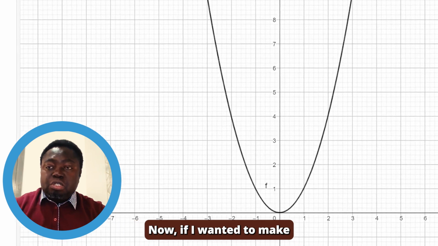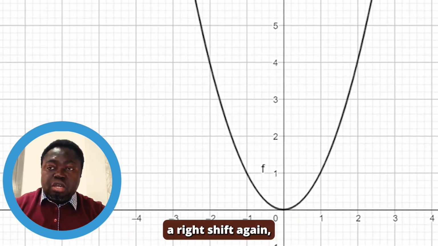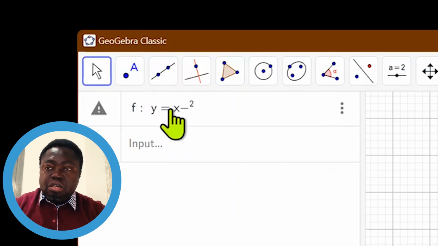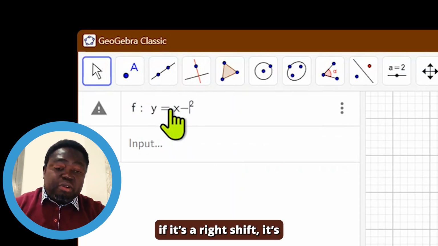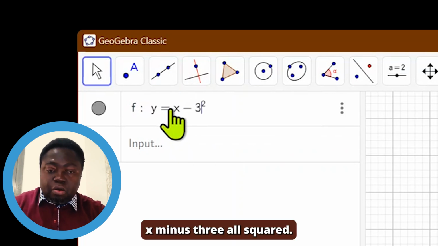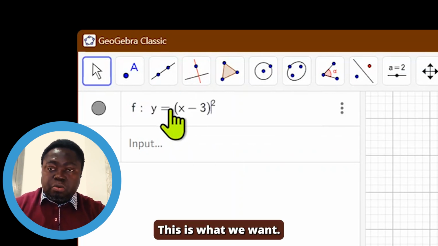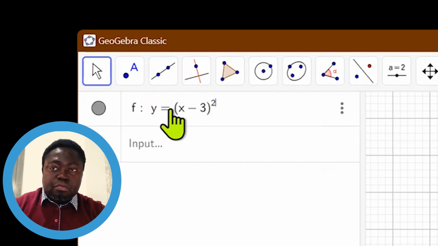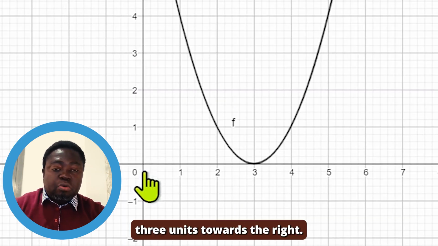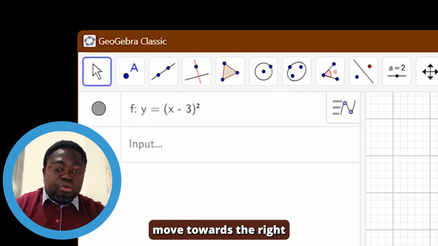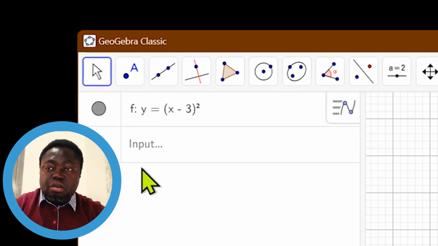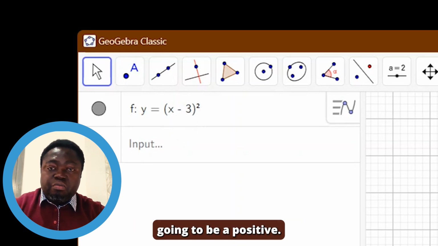Now, if I wanted to make a right shift, again, what I need is to alter the x so that I have, if it's a right shift, it's going to be negative. So x minus, let's say 3. x minus 3 all squared. This is what we want. And then we push enter and we see what happens. All right, you can see that from the origin, it's moved 3 units towards the right. All right, so if you want to move towards the right, there will be a negative. That's this sign up here. And if you're moving towards the left, it's going to be a positive.